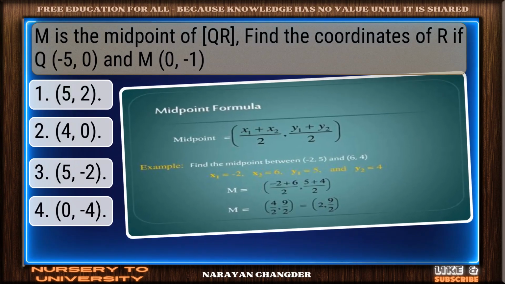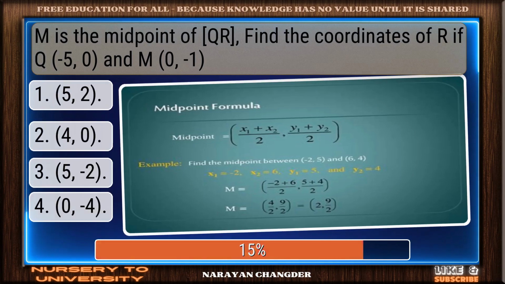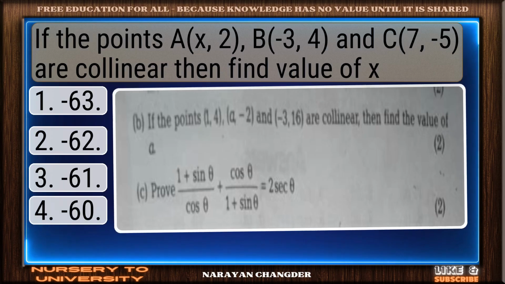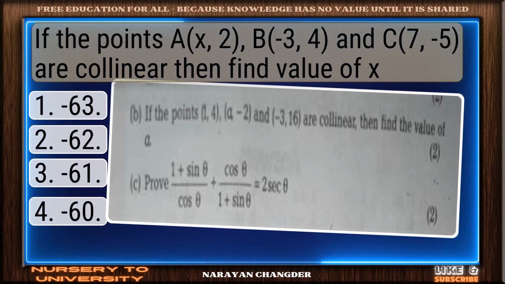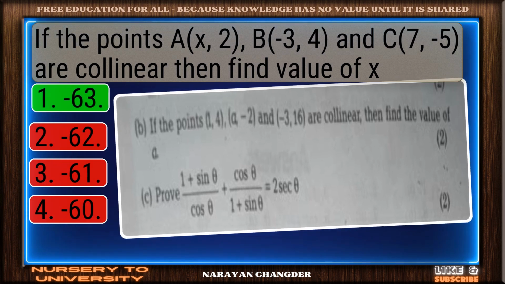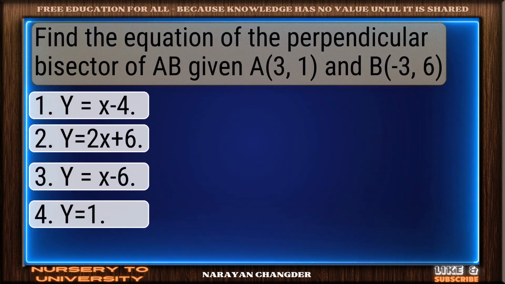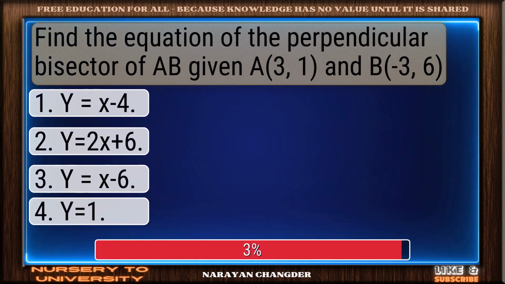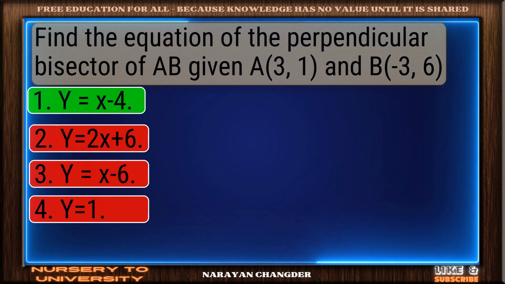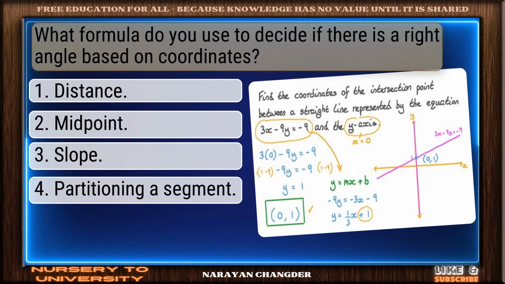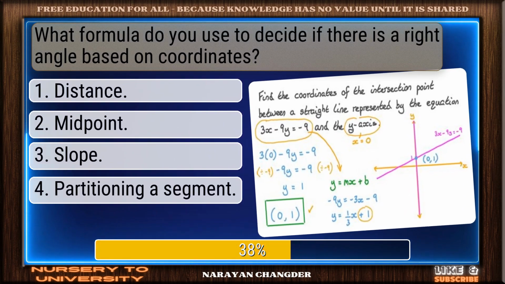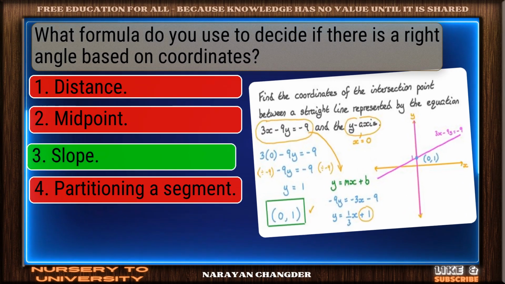If Q is the midpoint of, find the coordinates of R if Q and M. Exactly. Makes sense. If the points A, B and C are collinear, then find the value of x. Right again, 63 is valid. Find the equation of the perpendicular bisector of AB given A and B. Excellent. Y equal to x plus 4 is well reasoned. What formula do you use to decide if there is a right angle based on coordinates? On track. Slope is correct.